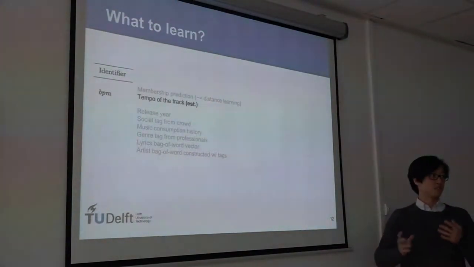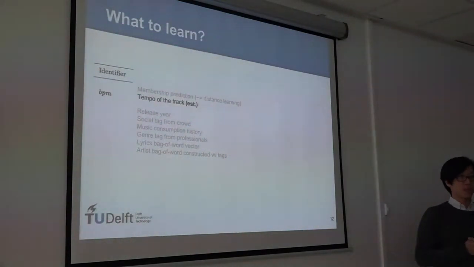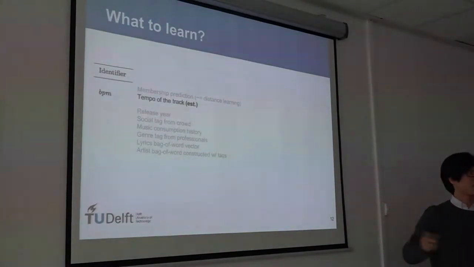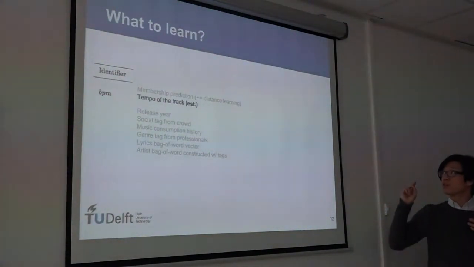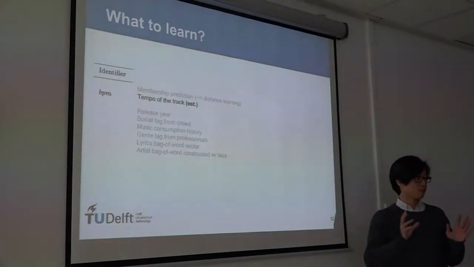Like I mentioned, this is related to the tempo of the track. But we use these values not from human annotation. They are estimated by an algorithm, which is developed on top of domain knowledge. So those values have errors, but we just admit those errors, because we believe that even though in some sense they are not accurate, we can still learn something.